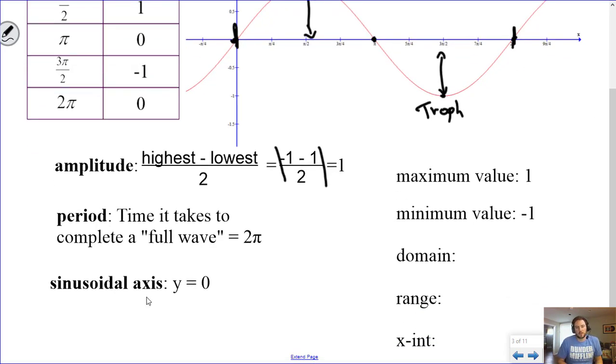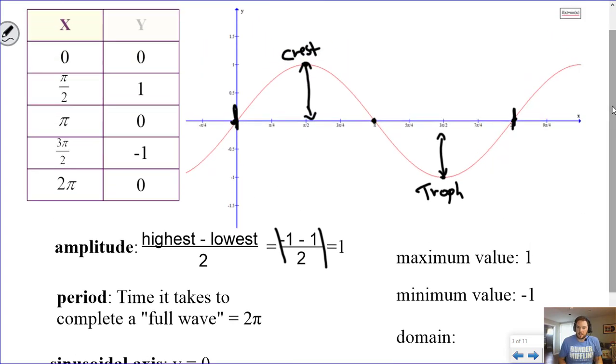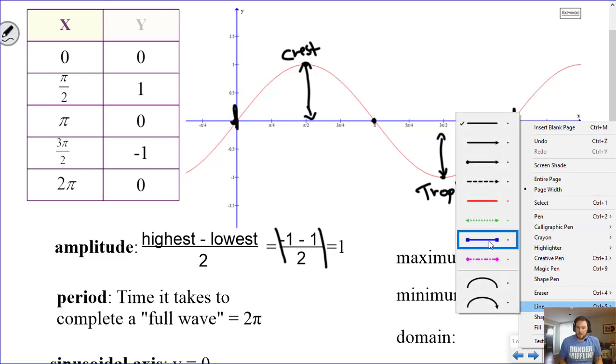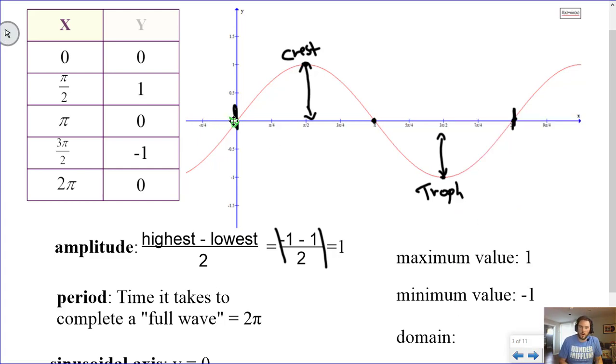And then the sinusoidal axis of this graph is a line, right? So whenever we're talking about an axis, I'm not talking about a point. So it's not good enough just to put a number value. I need to see an equation, right? So the sinusoidal axis of this graph is y equals 0. It's this line that cuts my graph in half.